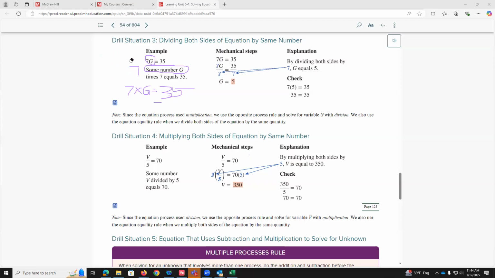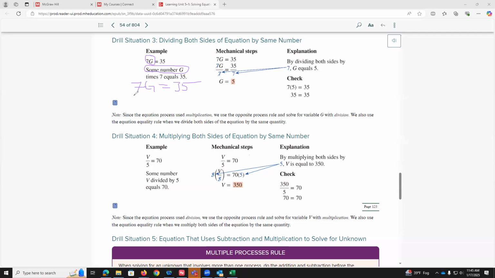Okay, so I'm going to erase my scratchy writing here so that we can work out this problem. All right, so we've got 7G equals 35. Now we all remember what we do to one side, we've got to do to the other. And we want to get the letter by itself, or the variable by itself. And we know we need to do the opposite mathematical function. So remember, if we're adding, we're going to subtract. If we're multiplying, we're going to divide, and vice versa.